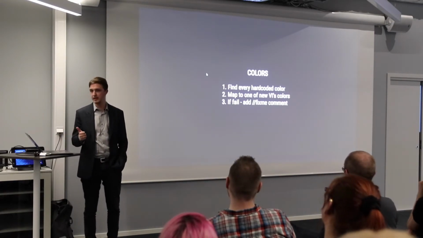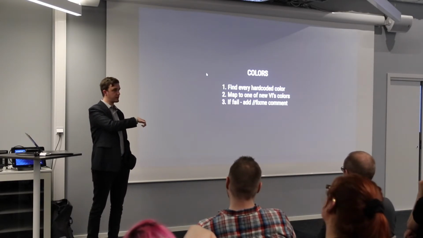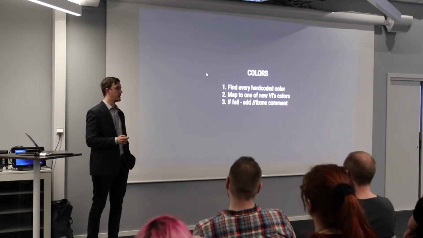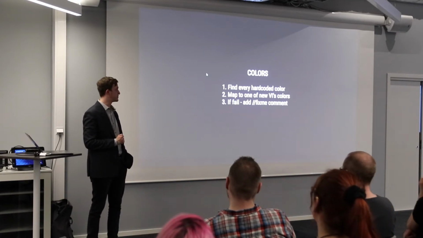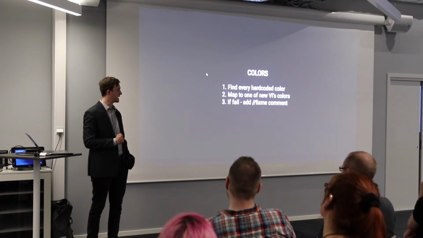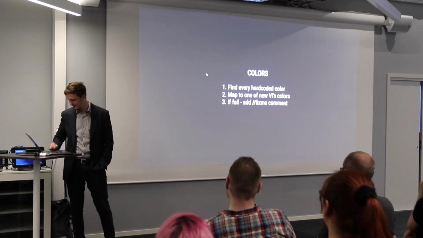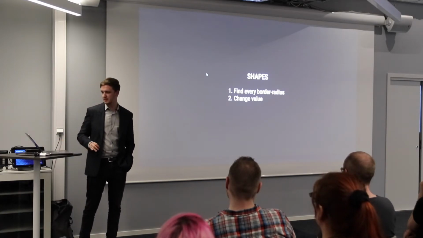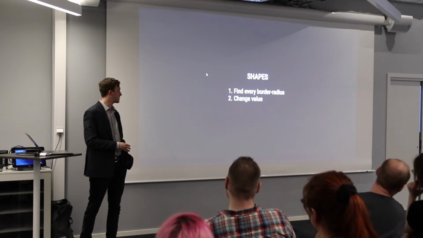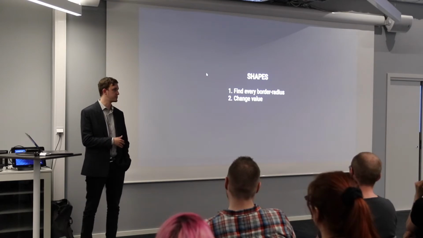For the colors, we found every hard-coded color as a literal value, a string literal, and we mapped it to one of the new UI colors. We had a pretty interesting solution to that, which included some HSL transformation and some basic 3D geometry, but that's again maybe another topic. For the shapes, basically we had rounded corners and designers wanted it to be rectangles. Then we just removed the whole border radius and fixed some circles to remain circles.